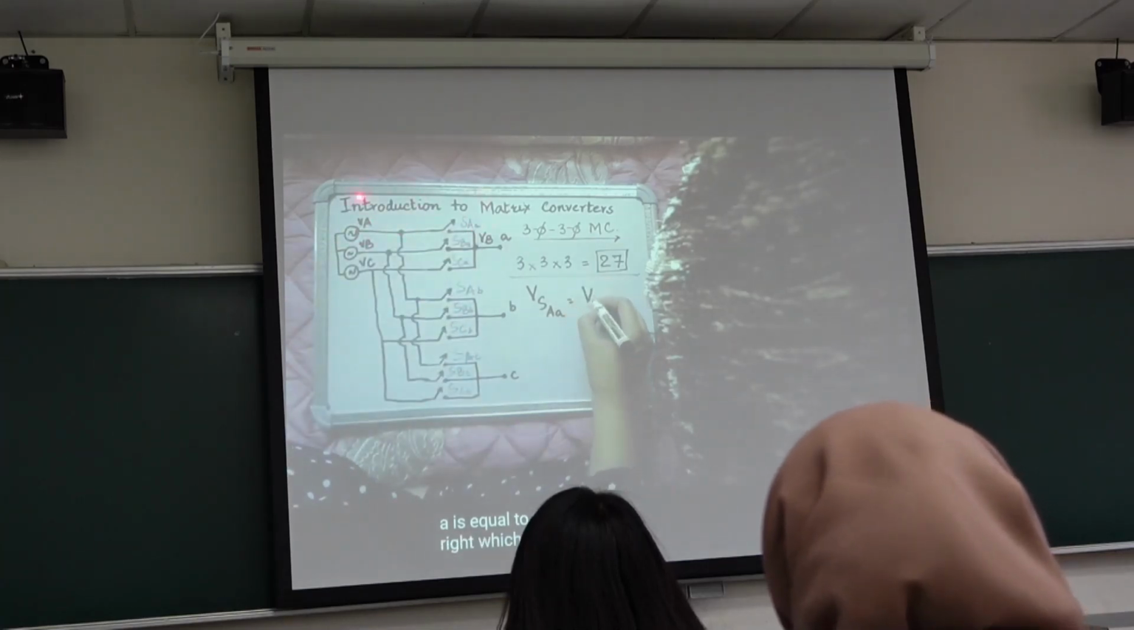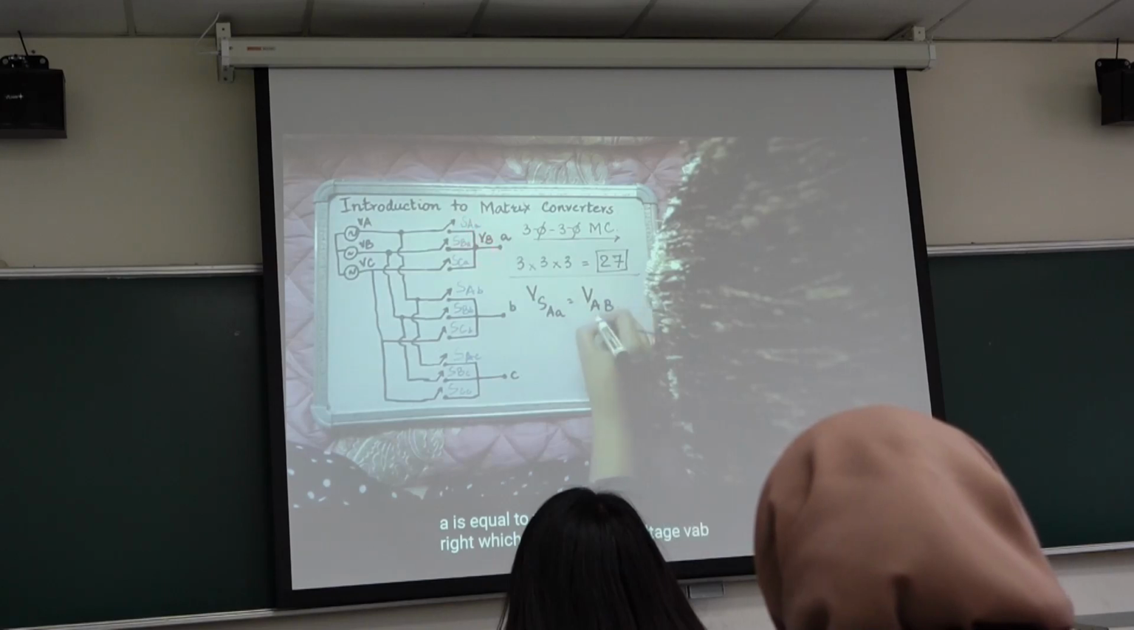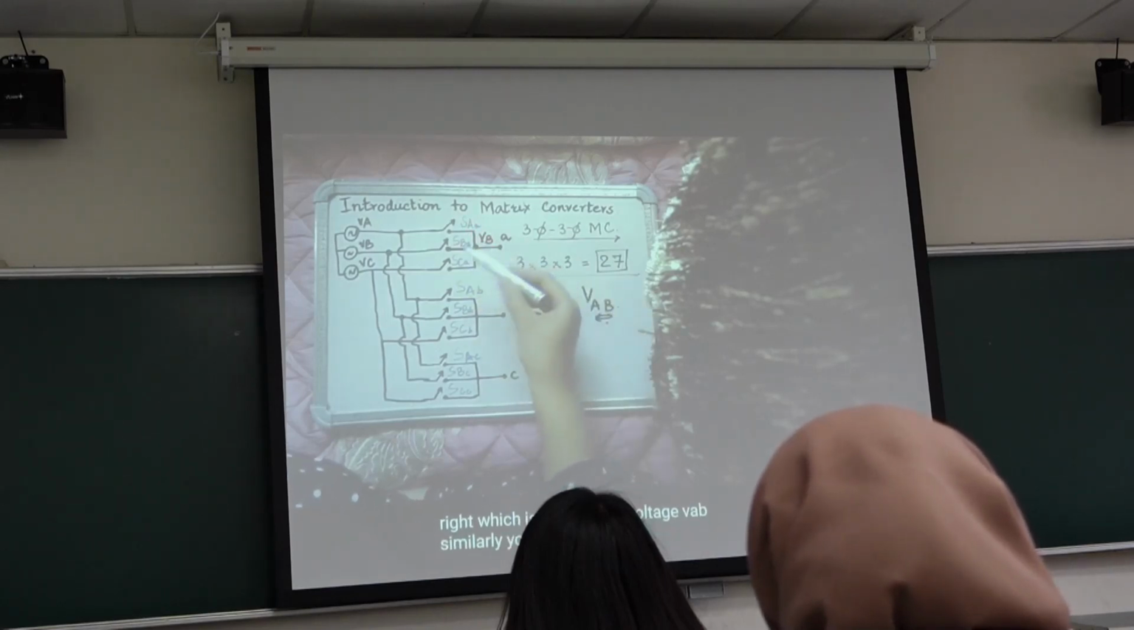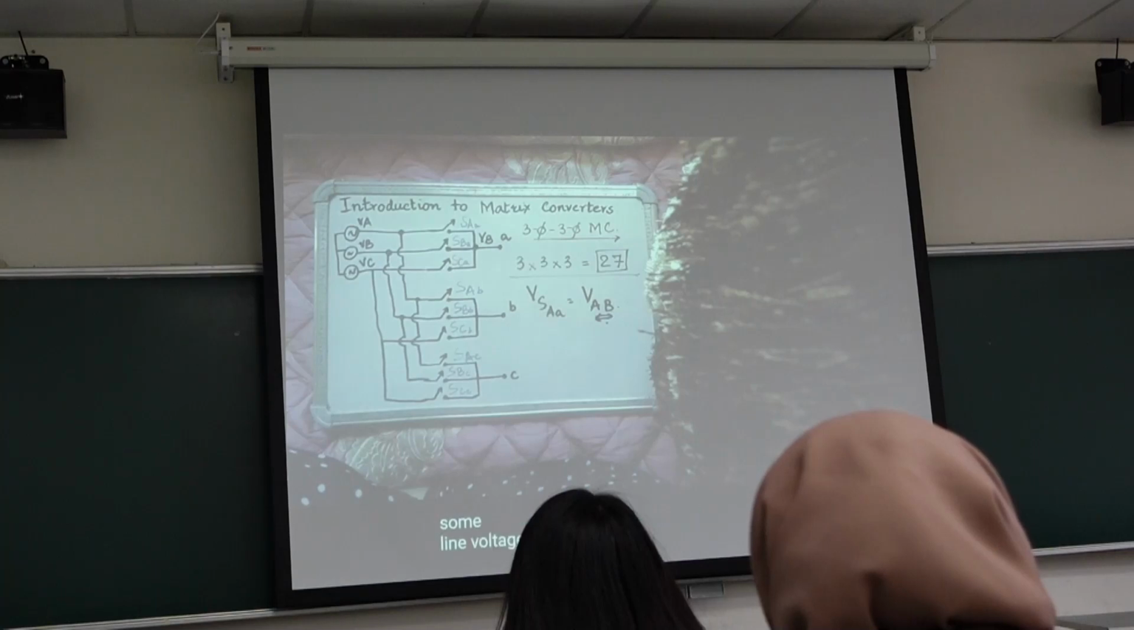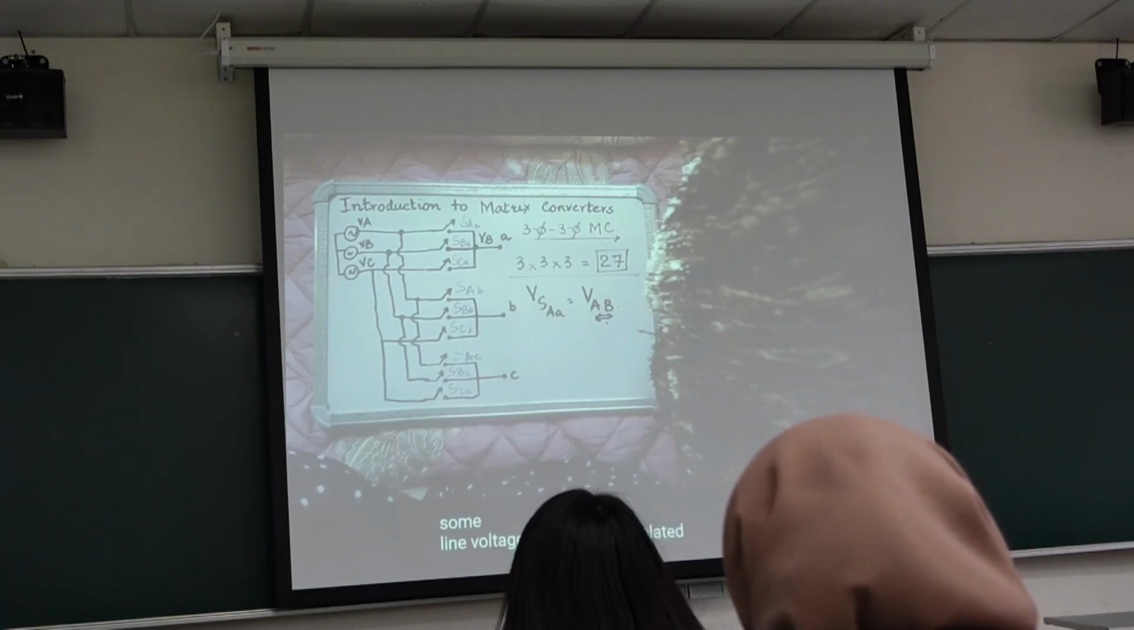The voltage across here is VAB, the voltage VA minus the voltage VB. Similarly, you can see that for every switch, whenever the other switch is conducting, the one that is blocking will be blocking some line voltage. Each switch is rated to the line voltage, and the line voltage can be positive because it's AC, right?